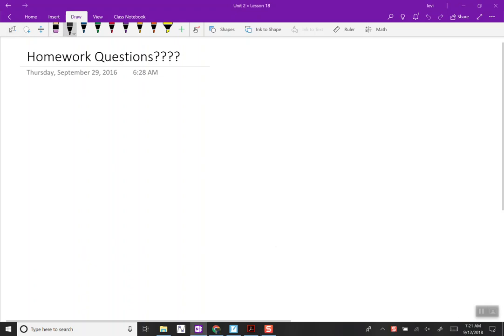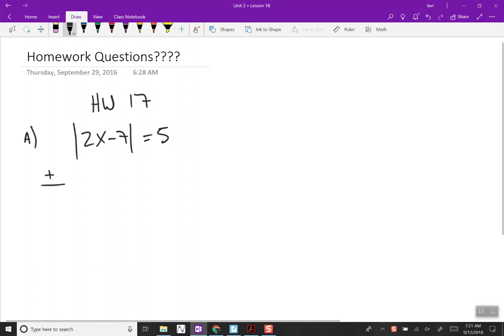This is homework 17, questions for homework 17. 1A says the absolute value of 2x minus 7 equals 5. So we've got our absolute value by itself on one side.